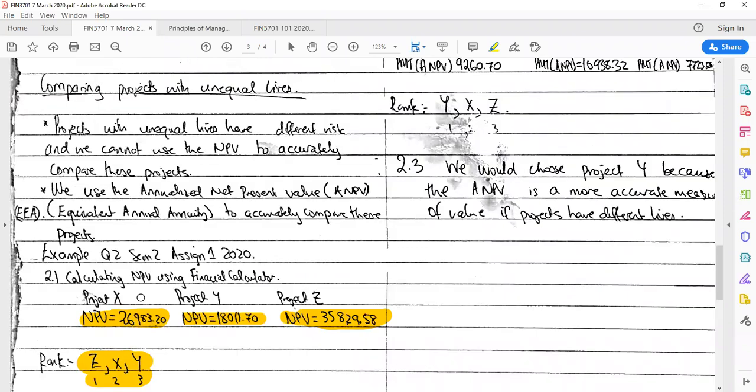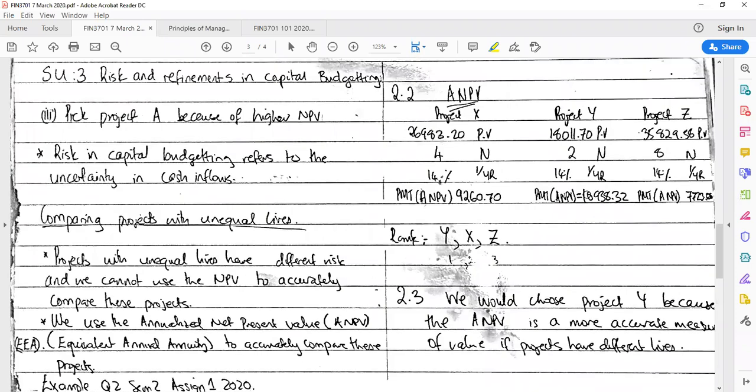And then if we calculate the annualized net present value, we get the following answers for X, for Y, and Z. Please remember that when we put PV, we usually put PV as a negative, right? You might know from your financial calculation. And then our PMT, our annualized net present value, will come out as a positive answer. But don't be too confused by whether or not to put your ANPV as a negative or positive. Don't be too worried about that.